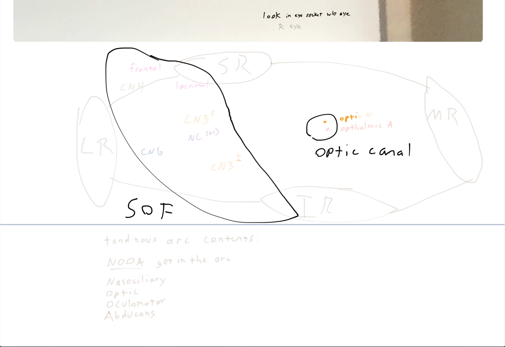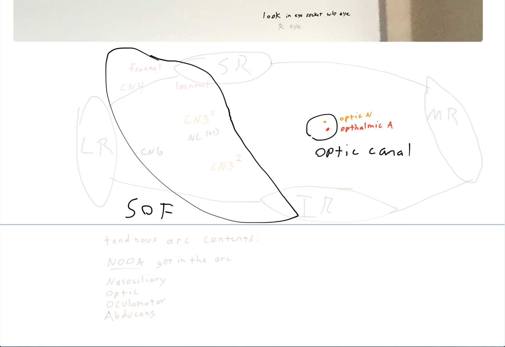So you're looking at the skull frontwards, like you're holding the skull in your hand. You're looking at the eyes, but there's no eyes there, so you're looking into the orbit from the outside. When you look at the back of the orbit, there's two holes: the optic canal and superior orbital fissure. The optic canal has the optic nerve and the ophthalmic artery.